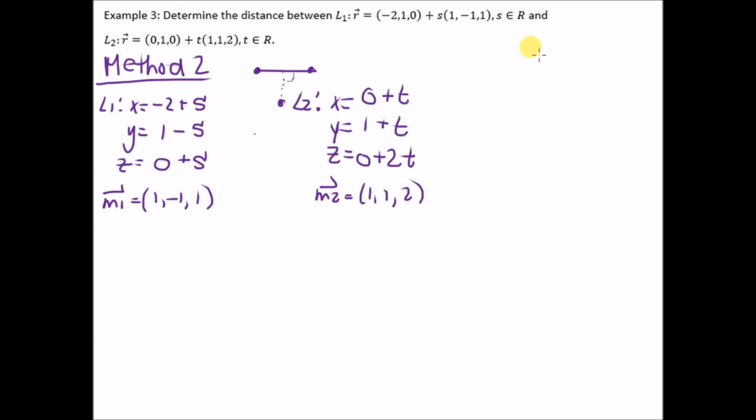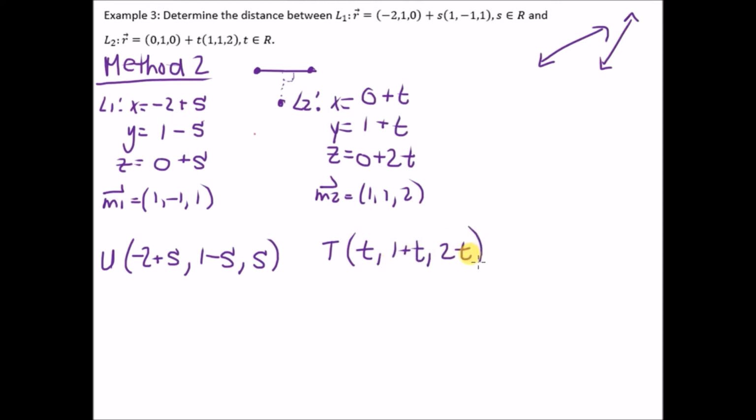Okay, so we're going to have two skew lines. Let's just draw them randomly. And we want to find, of course, the shortest distance between these lines. So we can represent any point on L1, let's use U, as -2 plus s, comma, because that's like the x value, 1 minus s, comma, s. And let's represent any point t on the second line as t, comma, 1 plus t, comma, 2t.